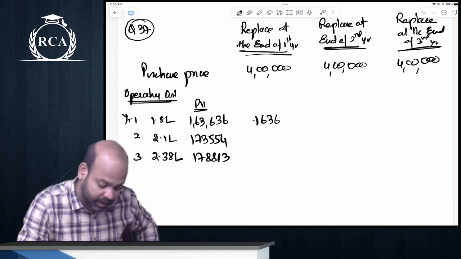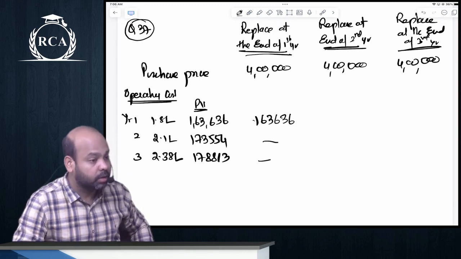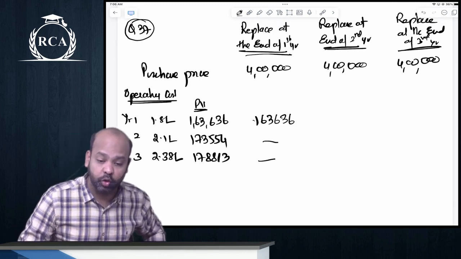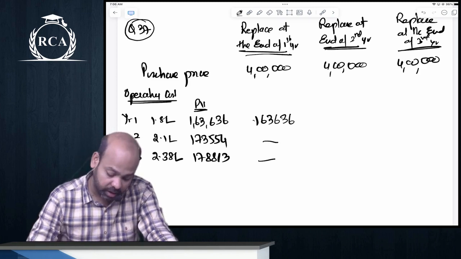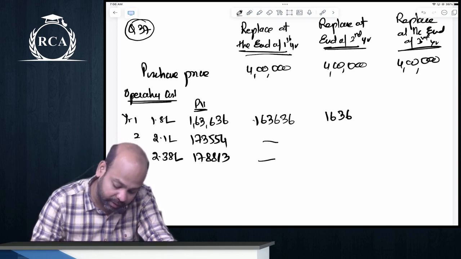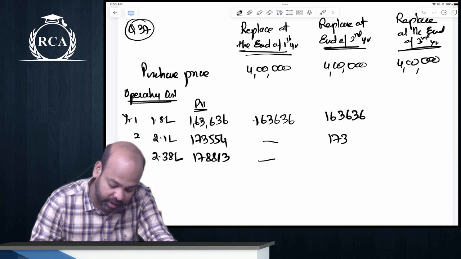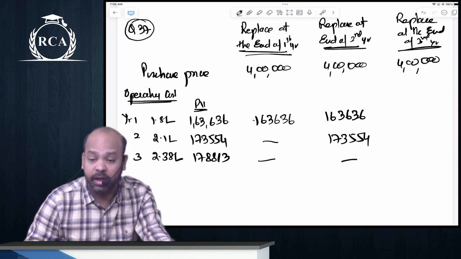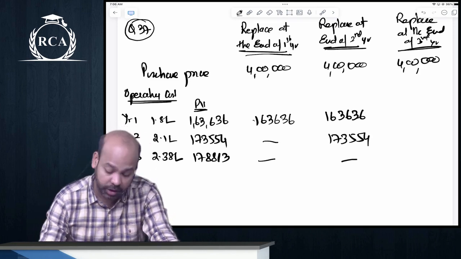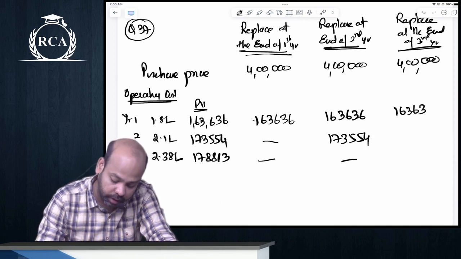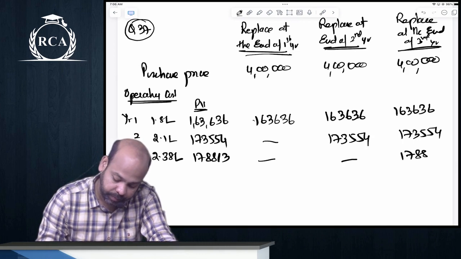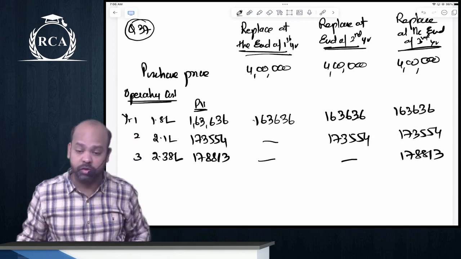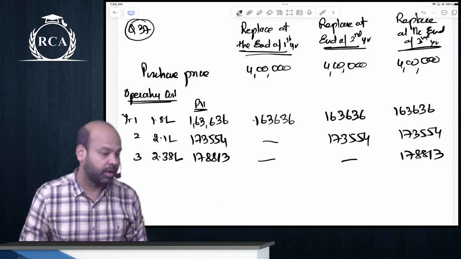I'm computing present value there. Yes or no? If I'm using the machine for 2 years, I will have to incur operating cost of both the first year as well as the second year. So here I will have to write 1,63,636 and 1,73,554. If I'm using the machine for 3 years, I will have to incur operating cost for all the 3 years. Correct? Is it making sense or not? You are taking operating cost of all the 3 years if you're using the machine for 3 years.